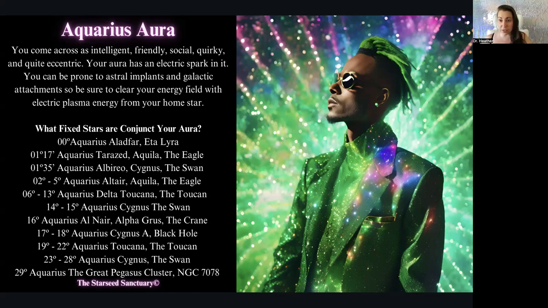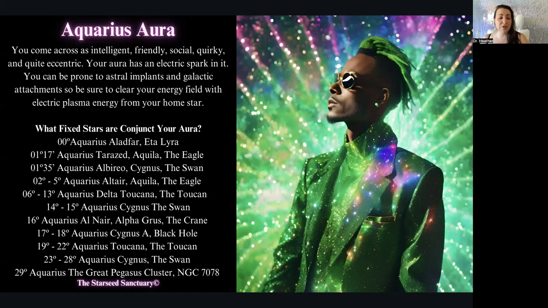So what are those fixed stars that are conjunct your natal asteroid aura? Well, about 0 degrees of Aquarius in the tropical system is Alid Far, Eta Lyra. 1 degree of Aquarius, we have a couple stars. So you're probably going to have both of these stars conjunct. If it's anywhere from 1 to 2 degrees Aquarius, it's Tarzed in Aquila the eagle and Albireo in Cygnus the swan. So you have both of those avian star families aligned with your aura. 2 to 5 degrees is going to be Altair in Aquila the eagle.